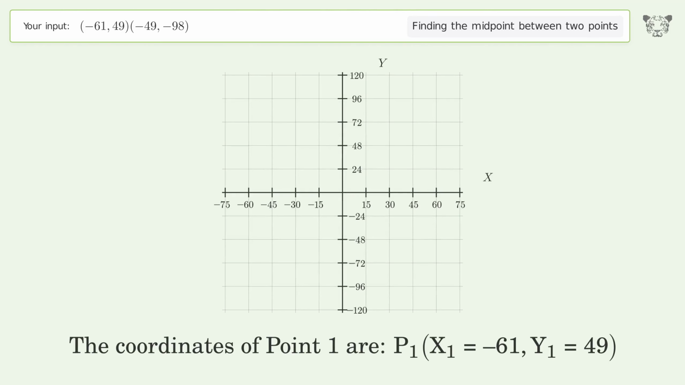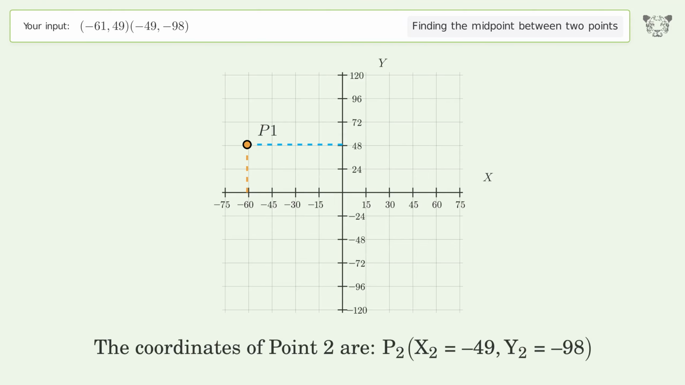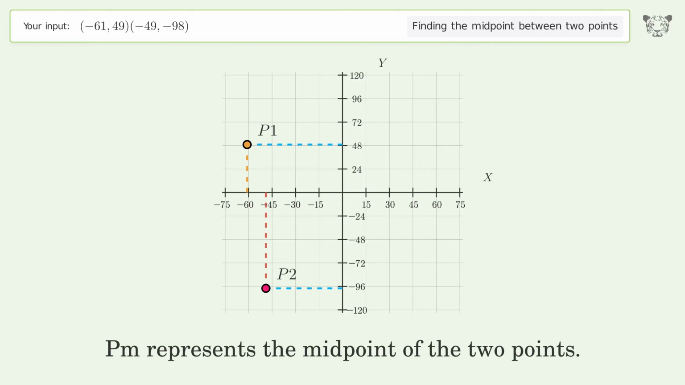The coordinates of point 1 are, x1 equals -61, y1 equals 49. The coordinates of point 2 are, x2 equals -49, y2 equals -98. PM represents the midpoint of the 2 points.